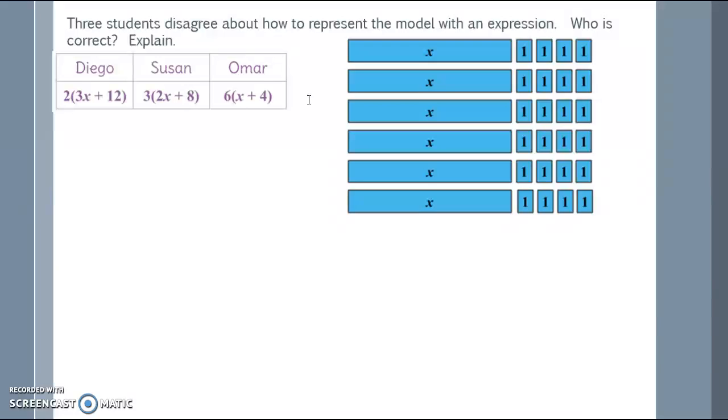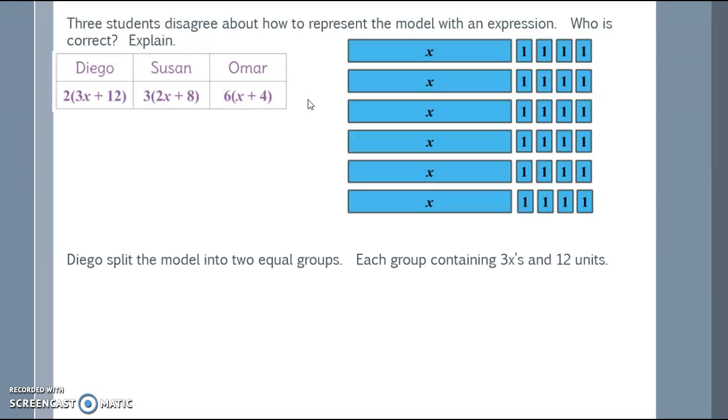Three students disagree about how to represent the model with an expression. Who is correct? Is it Diego, who says it's 2 times 3x plus 12? Is it Susan, who says 3 times 2x plus 8, or Omar, who says 6 times x plus 4?